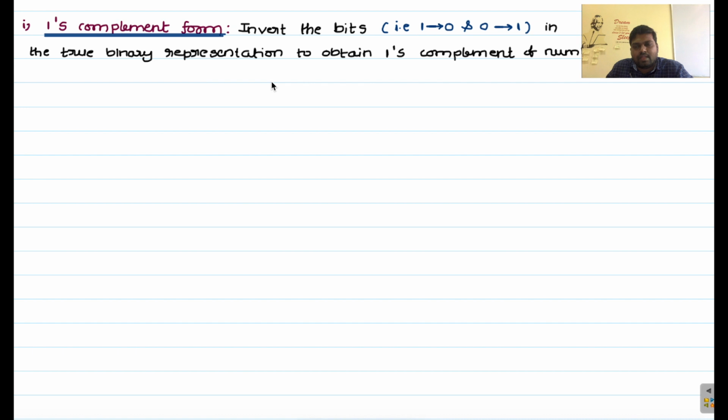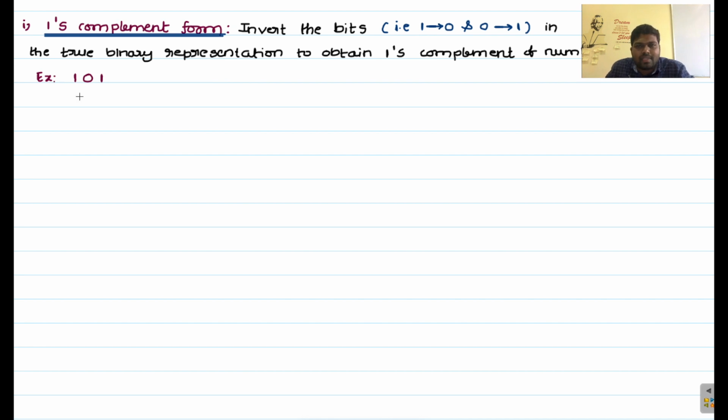That means if the given bit is 1, then you take the invert of that bit, that is 0. If you have 0, you take the invert of that particular bit, that equals 1. Then you will get your one's complement form. Otherwise, you can choose the alternative method, that is whatever number is given in binary format, you can simply subtract that number from all ones. So here I will take one example, 1 0 1. This is our example.